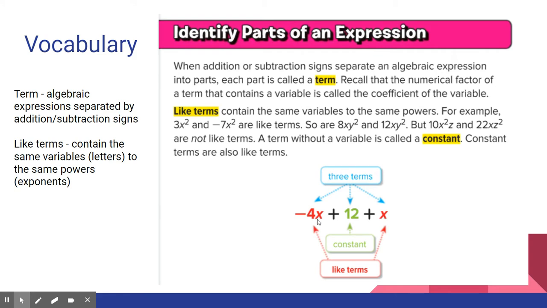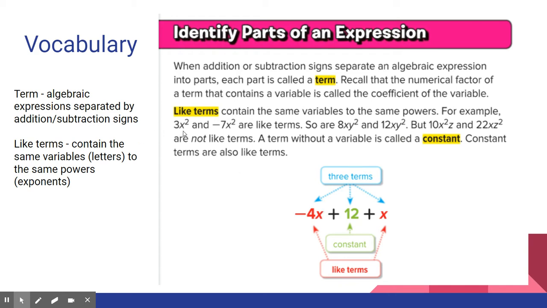Like terms are when the variables, which are the letters, are to the same power or exponent. When it says power, it means exponent. So if you look down here, negative 4x and x are like terms because they have the same variable to the same power. There is no exponent. The exponent would be 1. We don't write it down when it's 1.